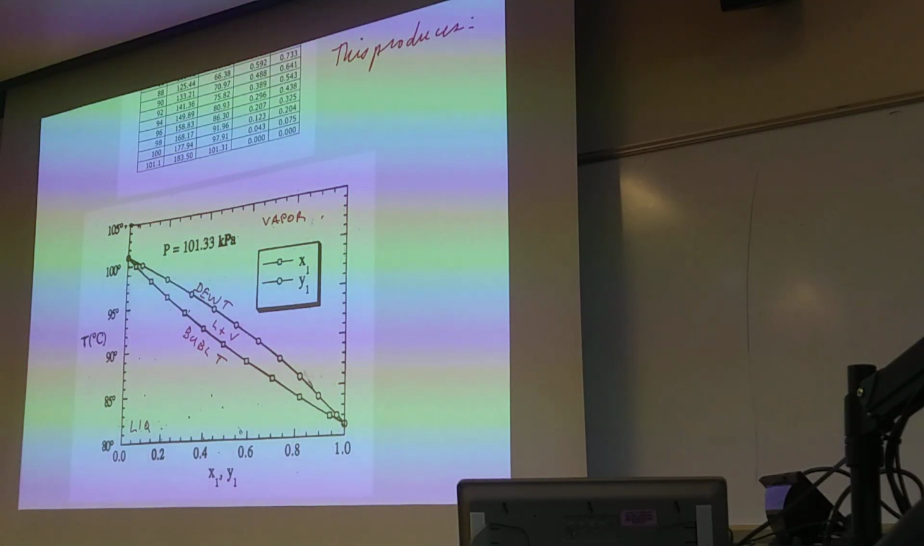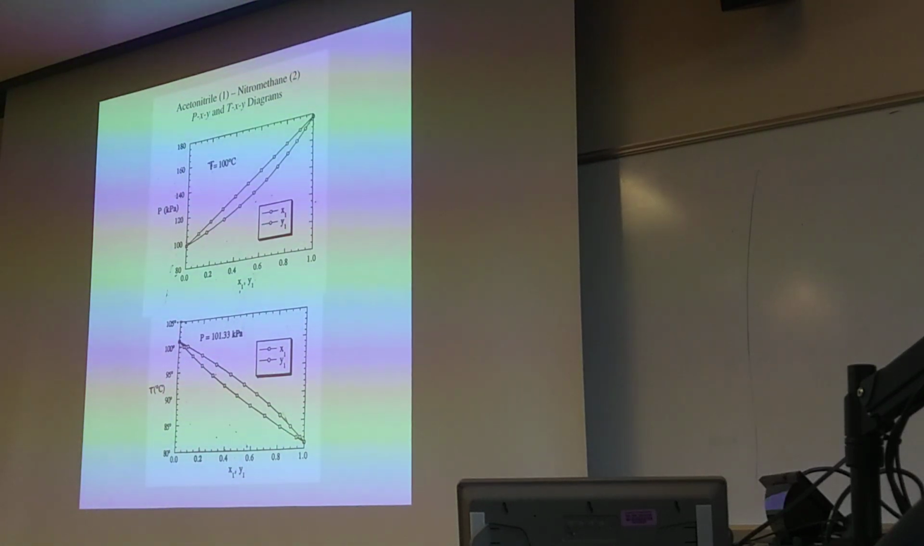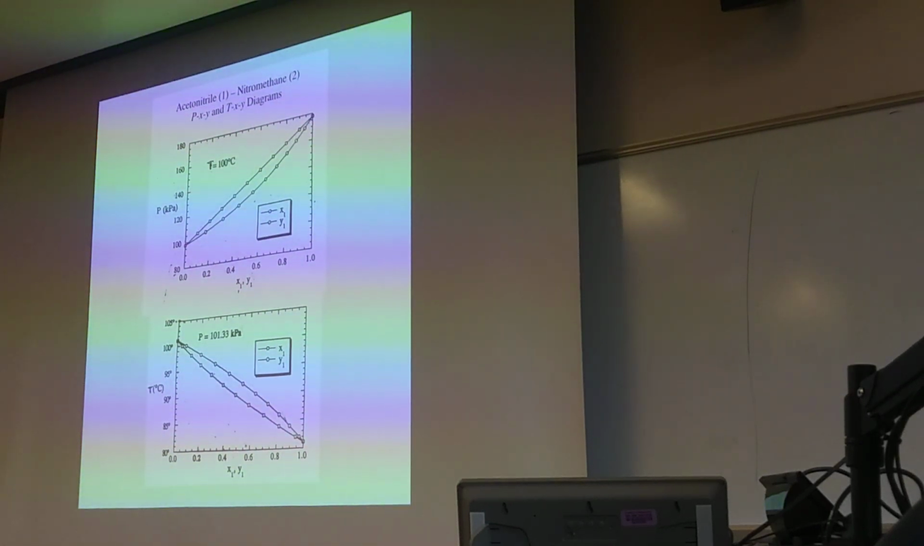Now I've actually produced the other one earlier, so let's look at both of them here for just a moment. I've got a set of, in this case, dew point and bubble point pressures for a fixed temperature. Here I've got the one I just showed you, where I've got a fixed pressure, and I've got dew point and bubble point temperature curves here bounding these regions in the phase diagram.